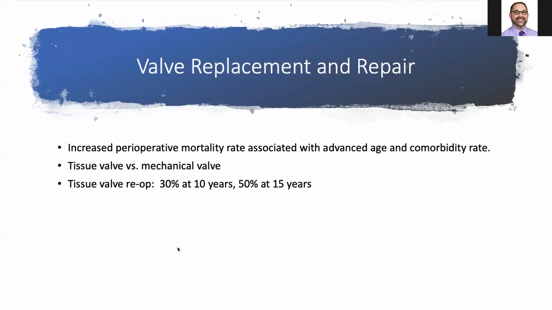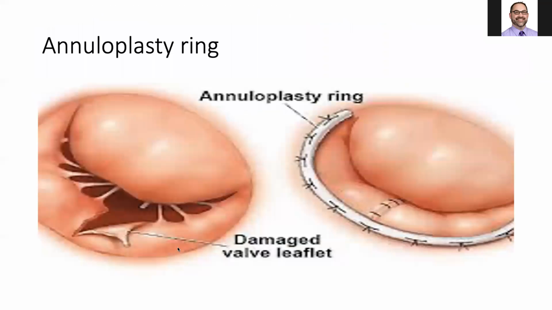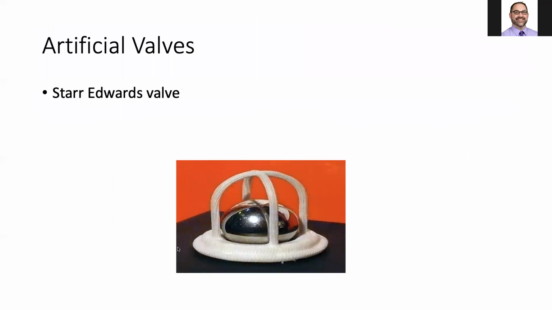Again, just some talk about valvular surgery, increased perioperative mortality rate associated with advanced age. So again, we're stratifying if it is the aortic valve, or can we do mitral valve repair if it's secondary to mitral versus a traditional valve replacement. So tissue versus mechanical valve. So tissue valve, 30% at 10 years, 50% at 15 years versus a mechanical valve. These are just some examples. That's just an example of an artificial valve.